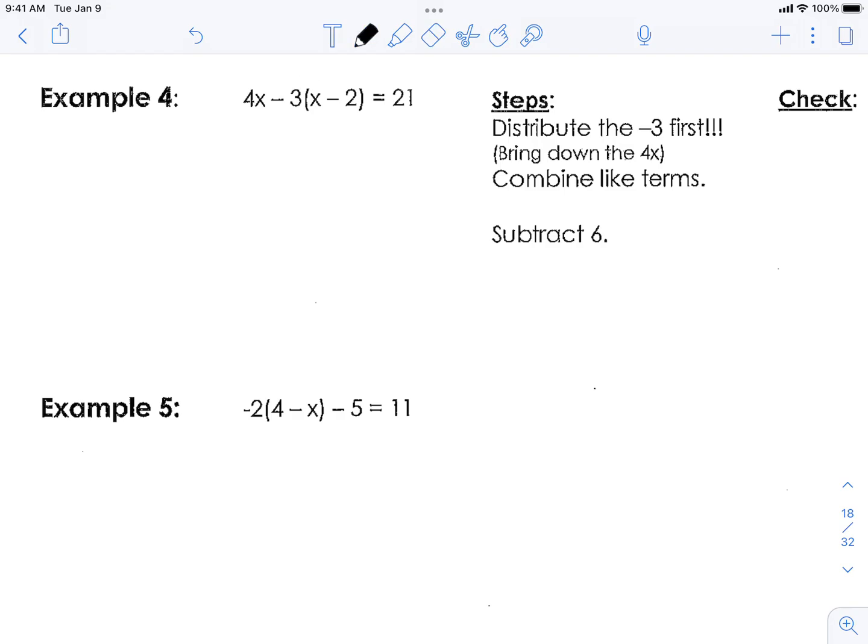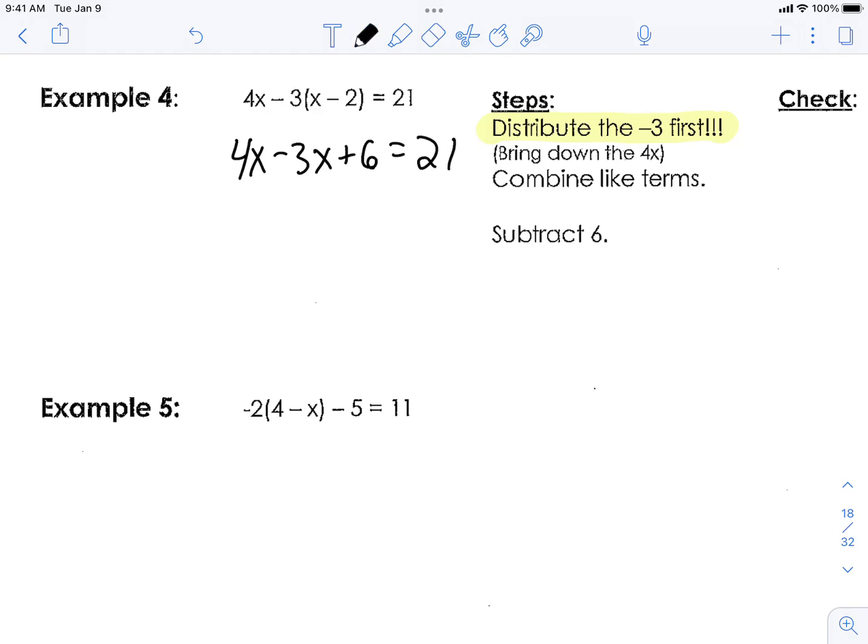So you can see over here it says distribute the negative 3 first. So I'm going to bring down the 4x, and now I'm going to distribute. Negative 3, watch your sign, times x is negative 3x. Negative 3 times negative 2 is a positive 6. Make sure that negative stays with the 3, as in negative 3.